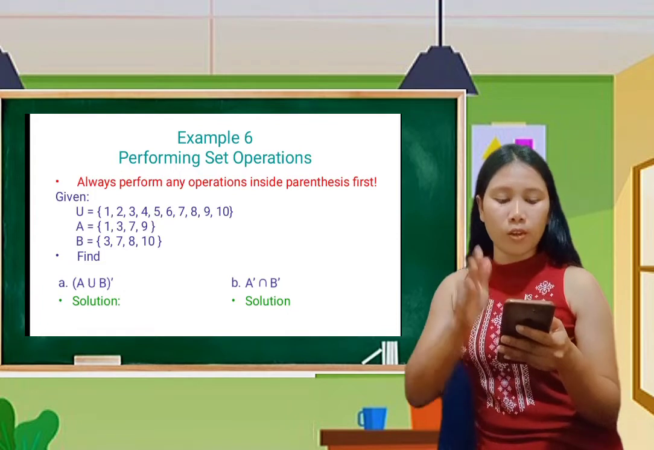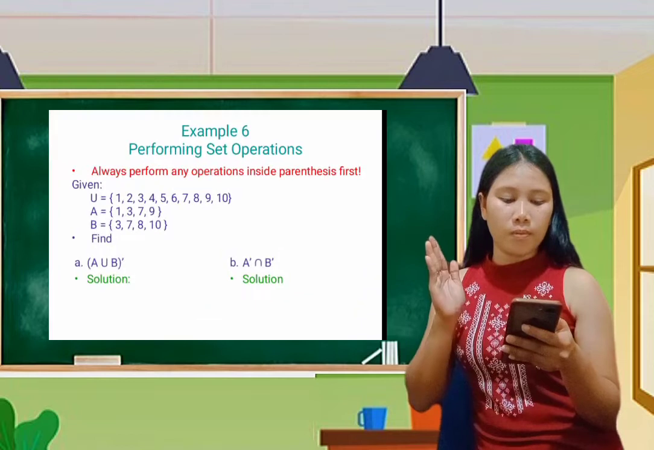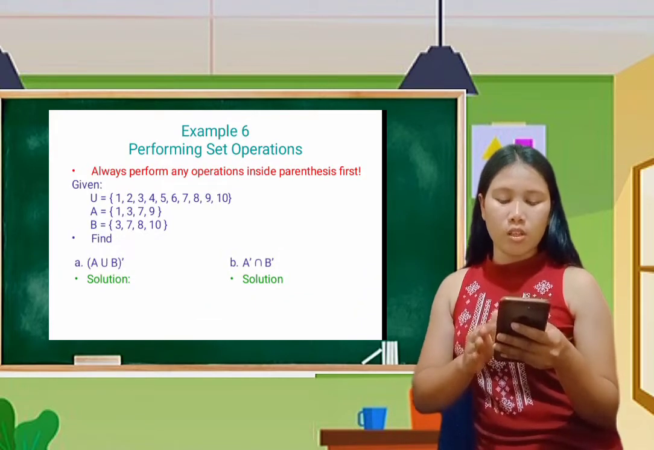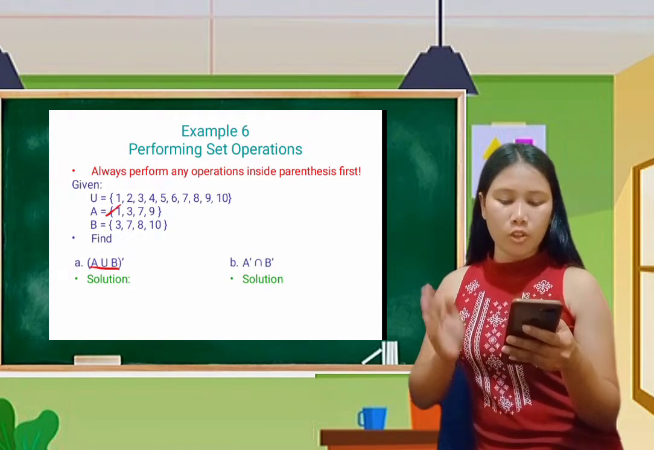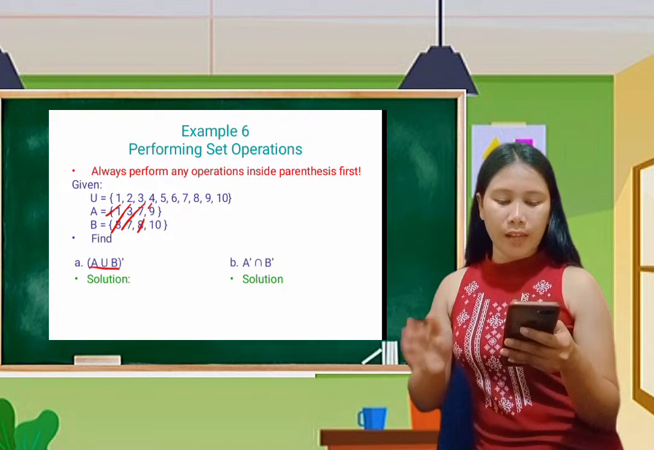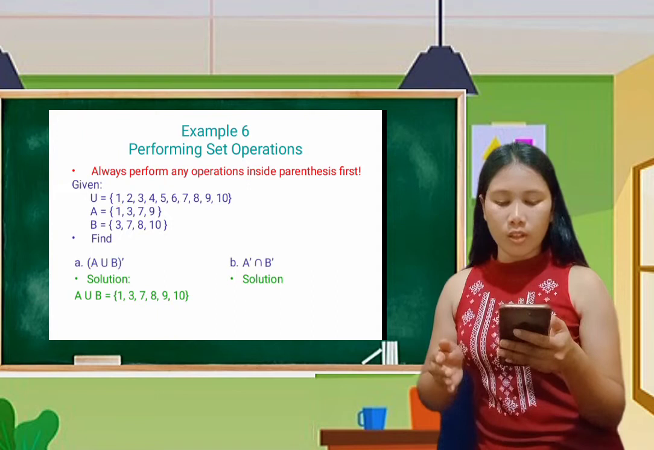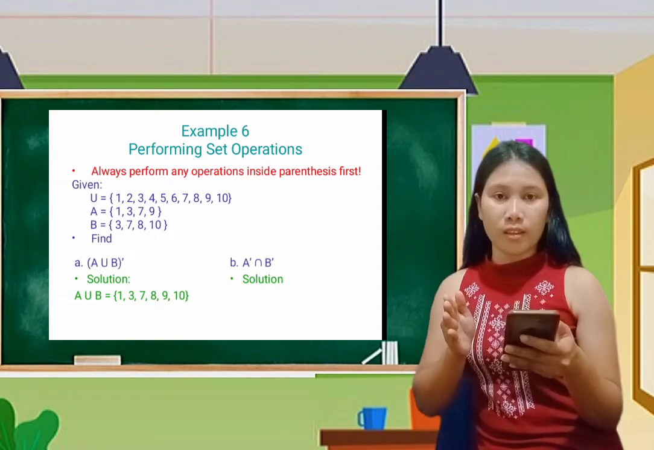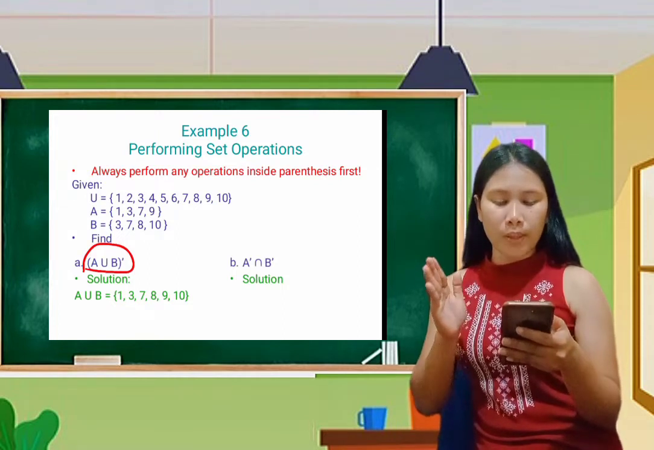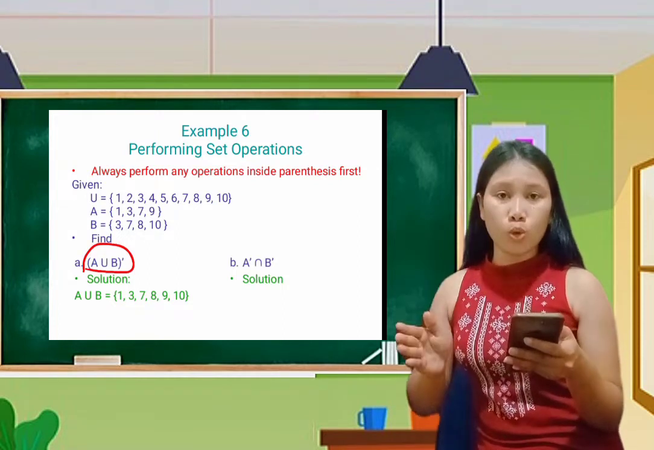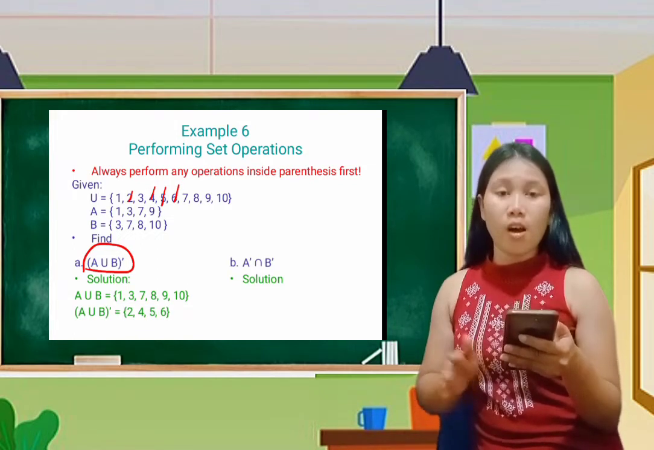First, we need to find the operation inside the parentheses. What is A union B? A union B is 1, 3, 7, 8, 9, 10. Let me check. Okay, very good. After that, we need to find the complement of A union B. The complement of A union B is 2, 4, 5, and 6. Okay, let me check. Okay, very good.